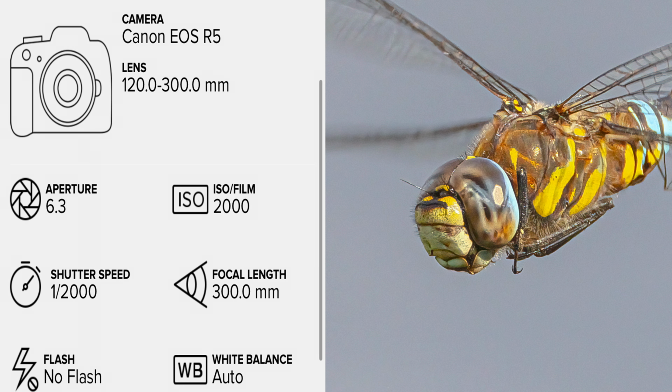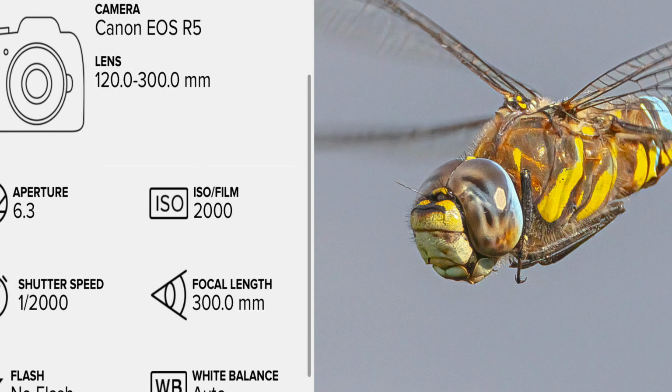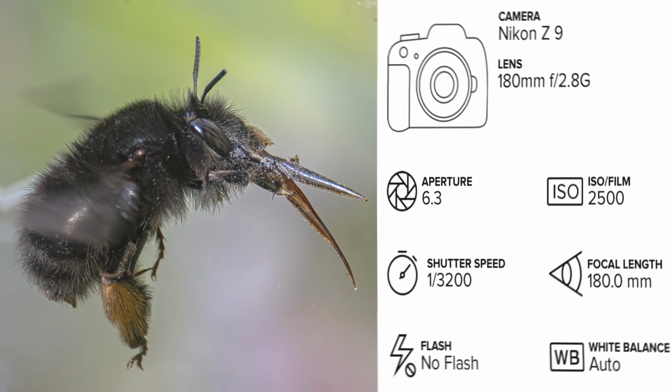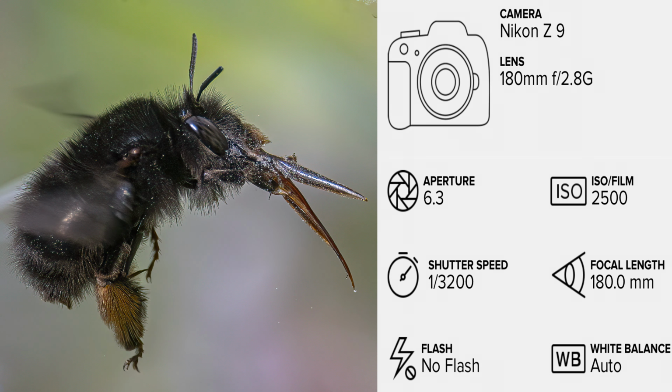This is an old Sigma lens, the 120 to 300 millimeter f2.8 on a Canon R5. This is the legendary Magic Drain Pipe 80 to 200 millimeter f2.8 on the Canon R5. This is the EF mount Sigma 180 millimeter f2.8 on a Nikon Z9 with Fringer.